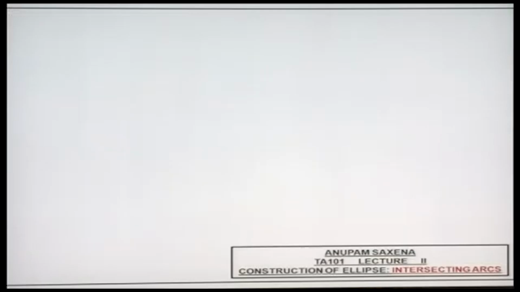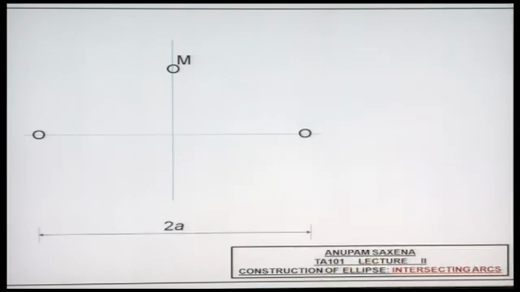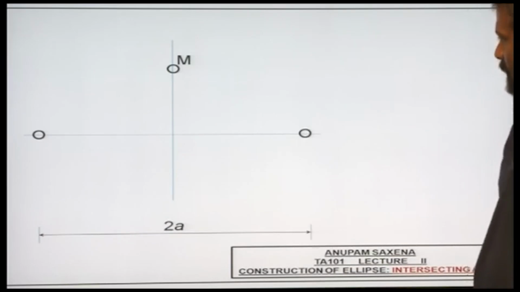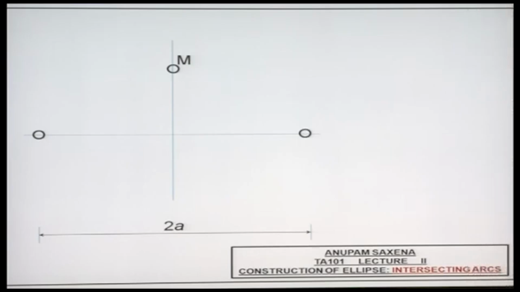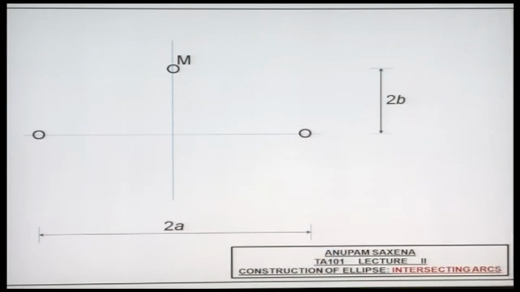Okay, construction of an ellipse by intersecting arcs. Again, I'll use the same property I had discussed before. If I have a point M on the ellipse, and I have these two points at the extreme ends of the major axis, well, these are not the foci. If the length of the major axis is 2a and the length of the minor axis is 2b, it should be this way, I guess. Never mind.